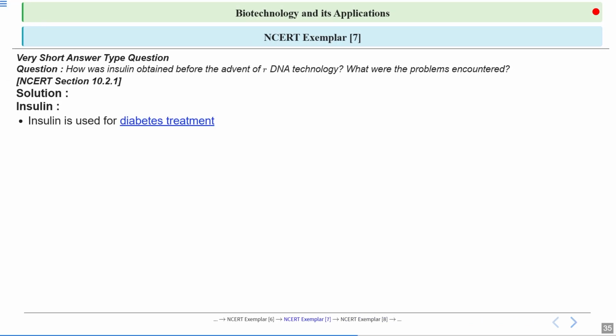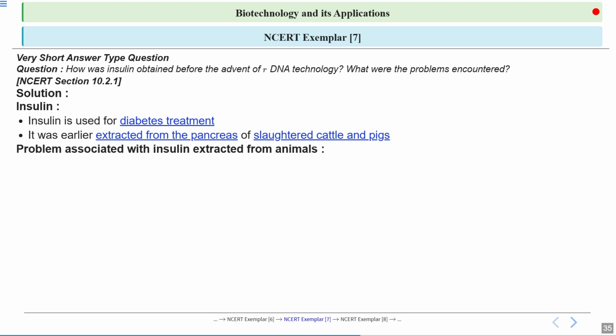So insulin is used for whom? It is used for diabetic patients and diabetes treatment. It was earlier extracted from the pancreas of slaughtered cattle and pigs. Means we have to kill those cattle and pigs and then extract this insulin from their pancreas.